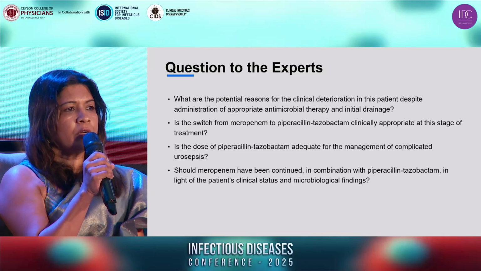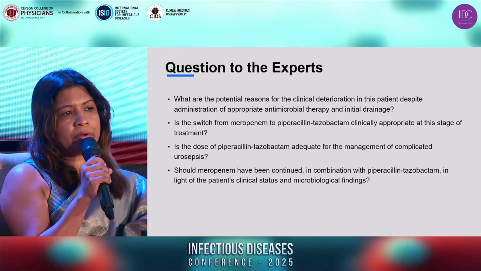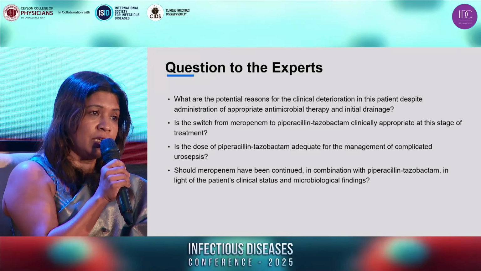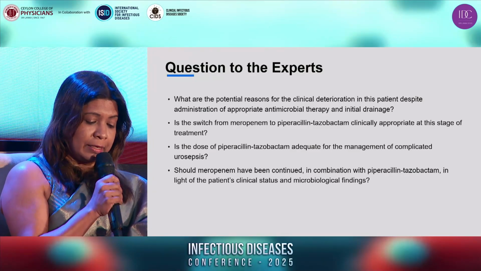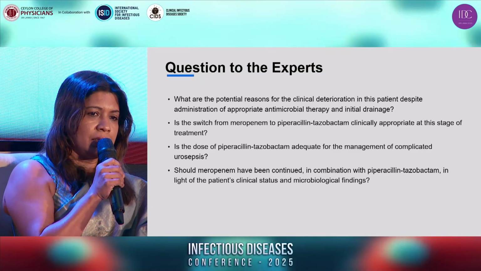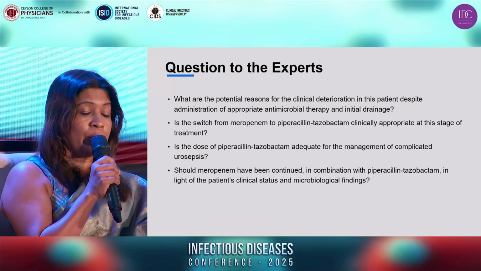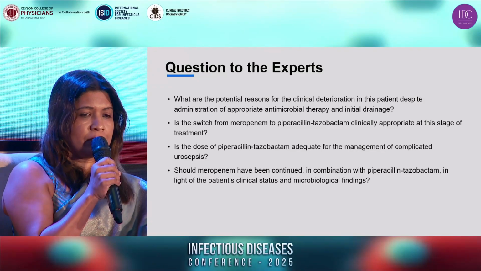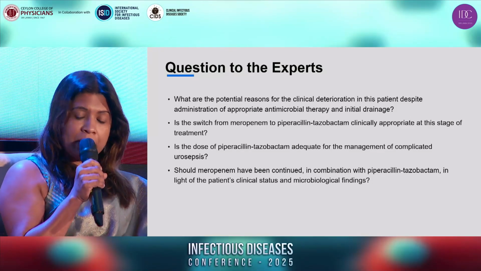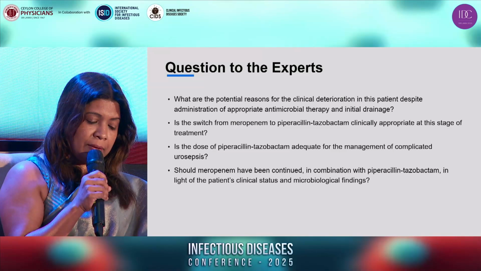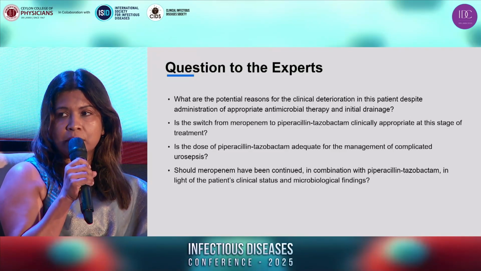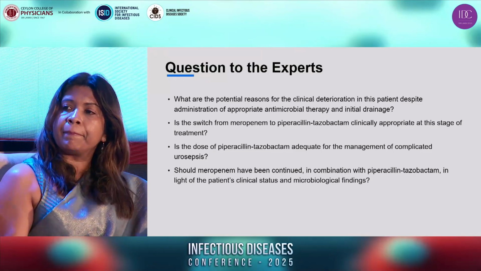Most patients with complicated urinary tract infections will respond to initial drainage and appropriate antibiotic therapy, especially if it was started early. However, this patient, despite being given antibiotics and attempts to drain the abscess with a pigtail catheter, has deteriorated and developed a pyothorax over a few days. So my question is to Dr. Abhivardhana. What are the potential reasons for the clinical deterioration in this patient despite the initial therapy?